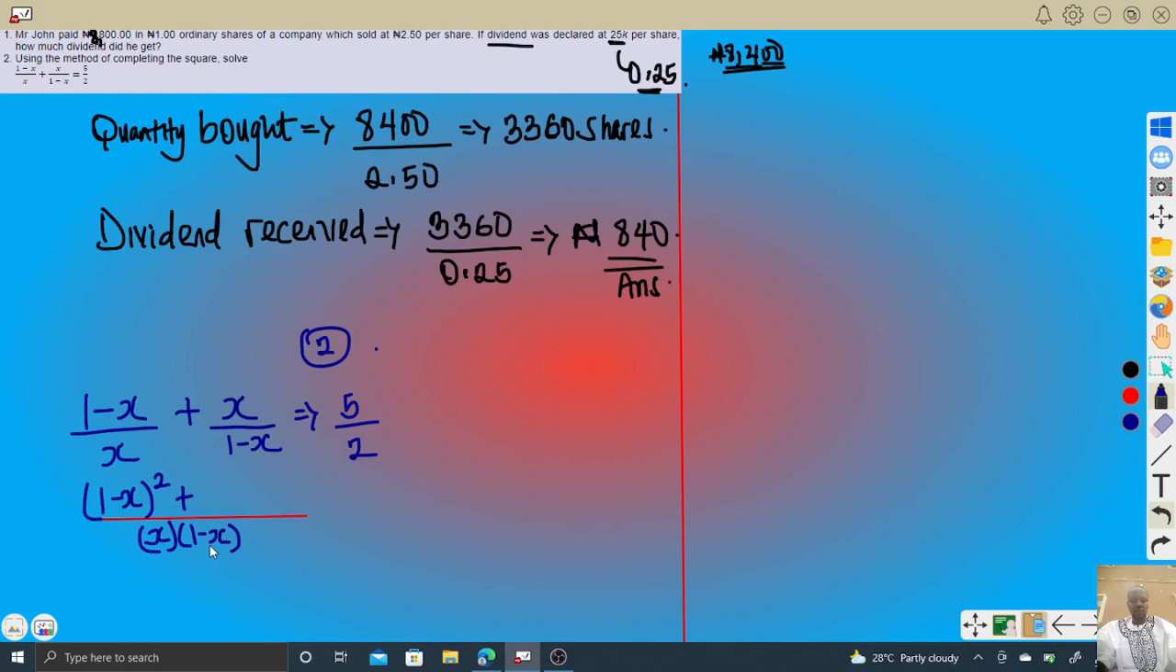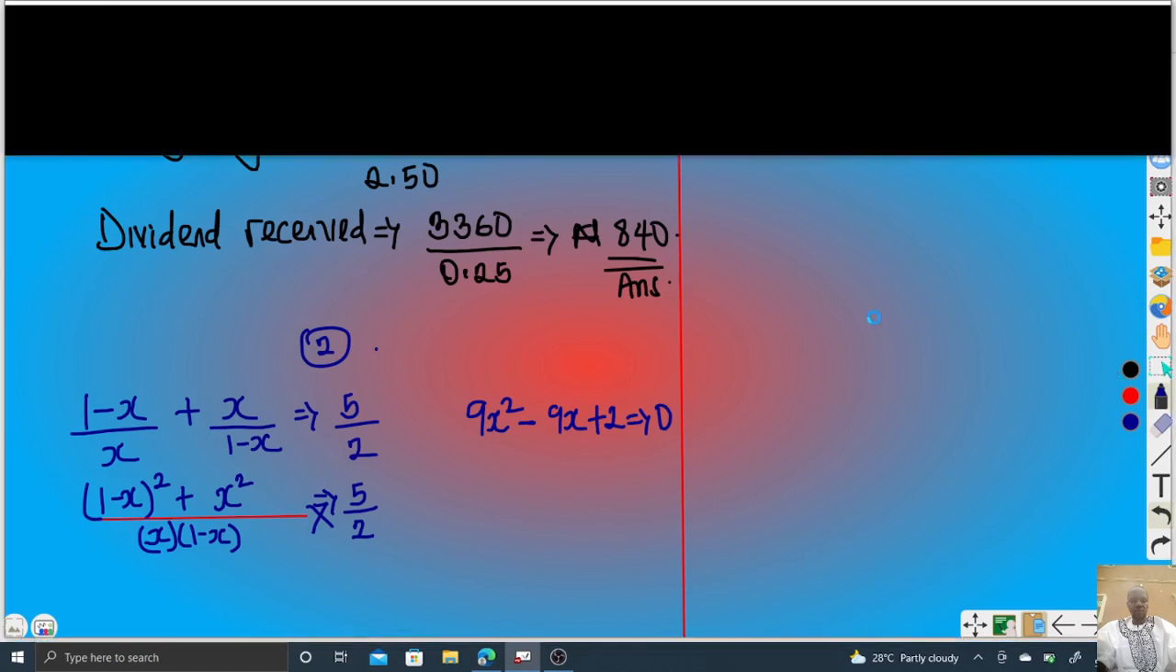Let's simplify this. You can simplify by cross multiplication. On simplification, this will give us 9x squared minus 9x plus 2 is equal to 0, which is a quadratic equation you are going to have. So if you have this quadratic function, my dear students, what you are expected to do is to use the completing the square method.